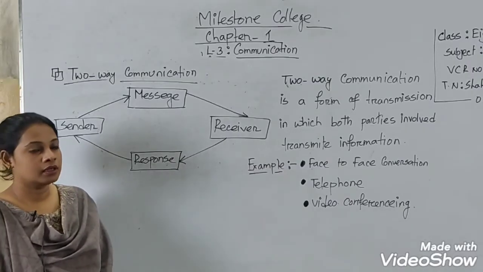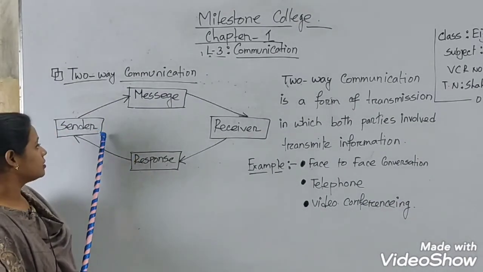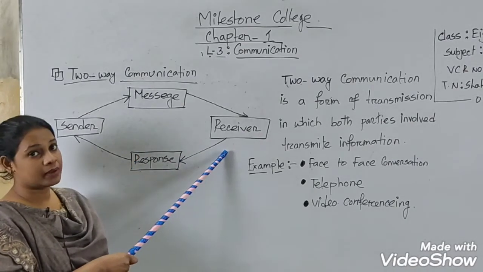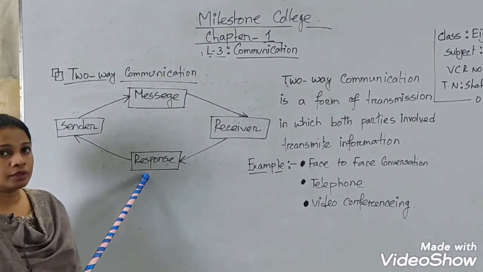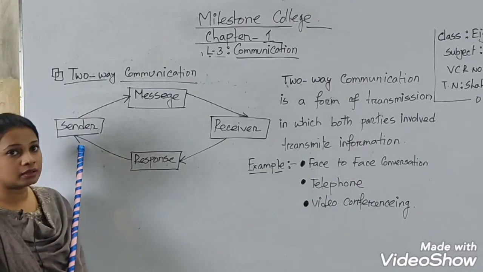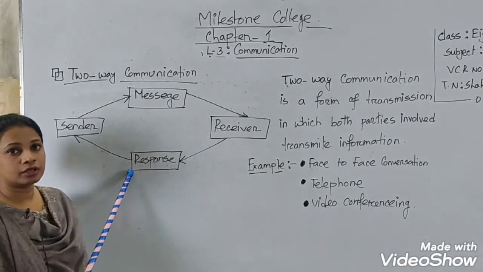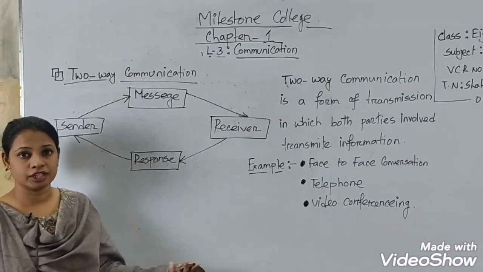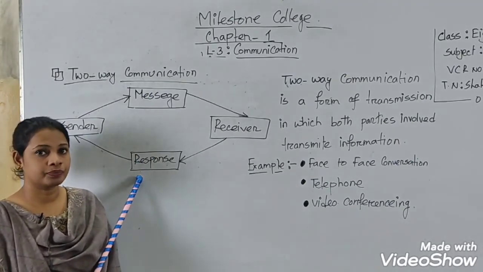Students, let's see the figure. You see, that is the sender sending the message and the receiver also receiving the message. At the same time, he can respond and he can send it to the sender. This is the system of two-way communication. Hope you already get the difference between one-way and two-way communication by watching the figure.